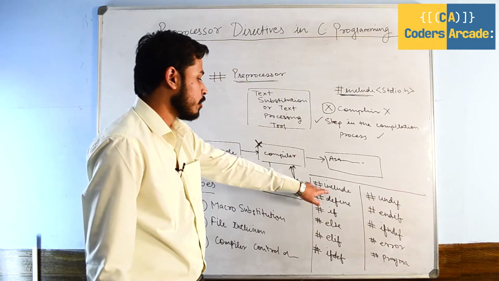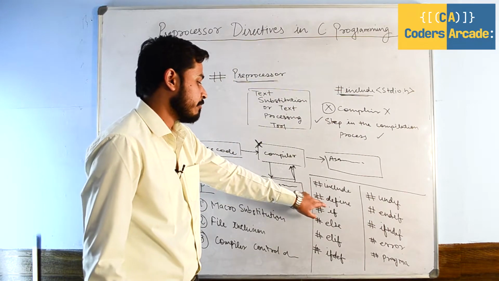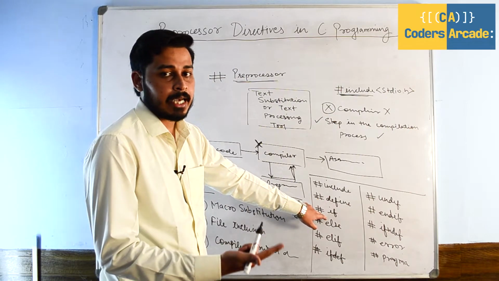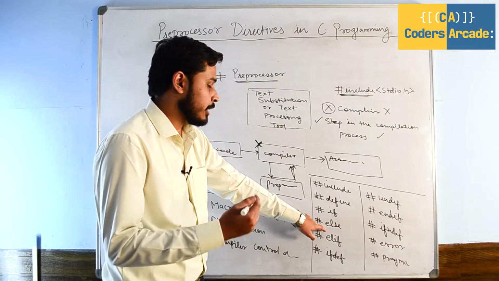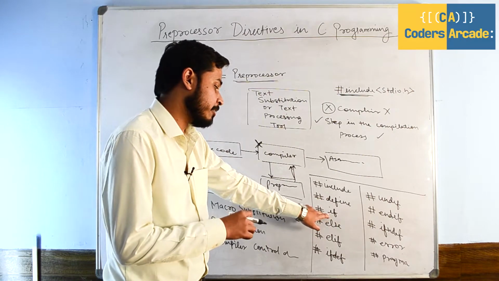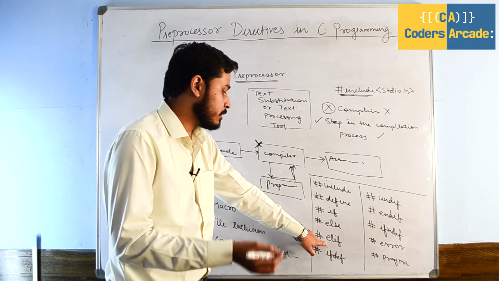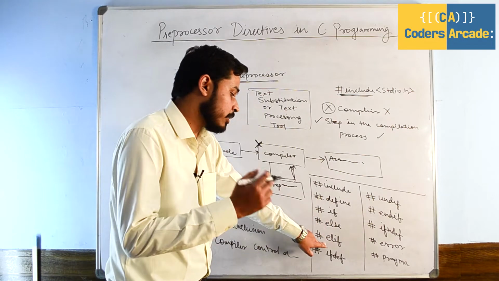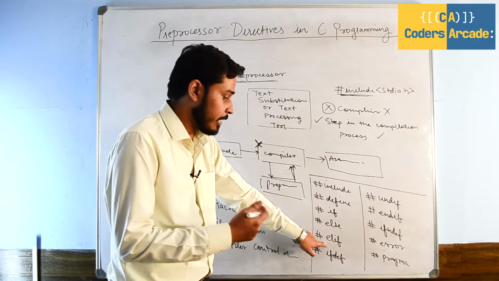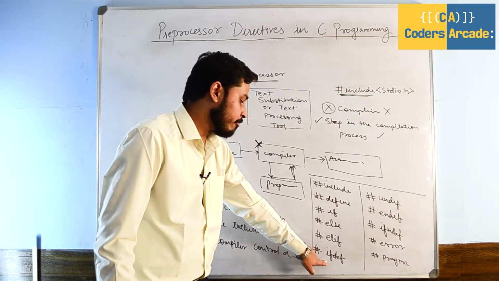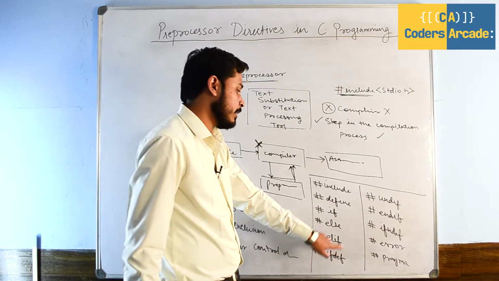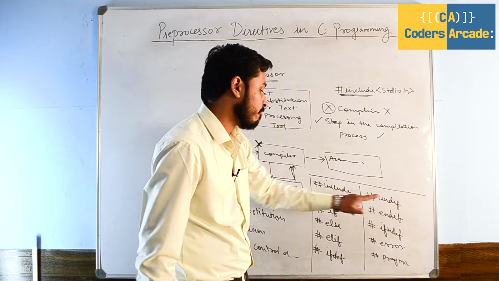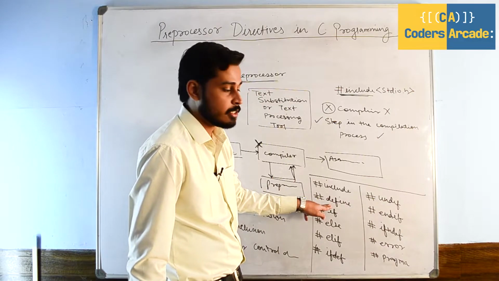So basically hash include is used to include the files, hash define is used to define the macros, hash if is used to test at compilation time, then hash else is just the alternative of hash if, then hash elif is just the combination of hash if and hash else in just one statement, so that is hash elif. Then hash ifdef is the starting of the conditional statement. Then hash undef is used to undefine the macro that is defined by hash define.